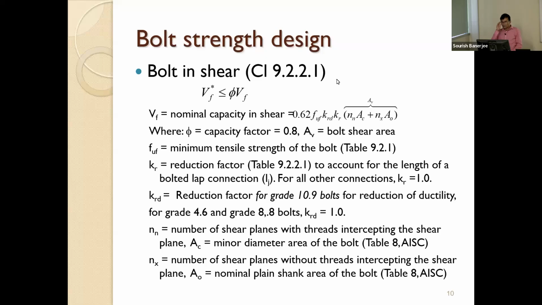Good afternoon, everyone. Let's look into how we can design the bolt for strength. Now, bolt in shear, that's a clause from 9.2.2.1 of AS 4100.